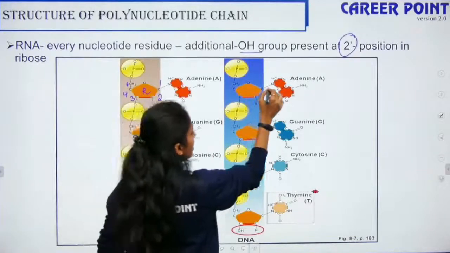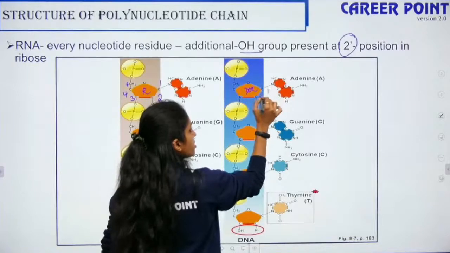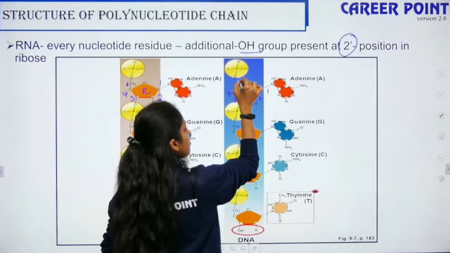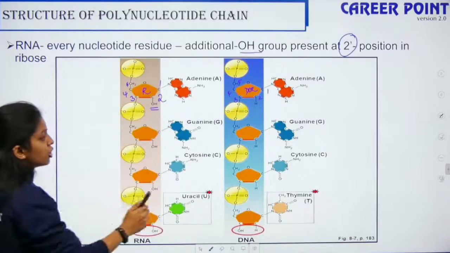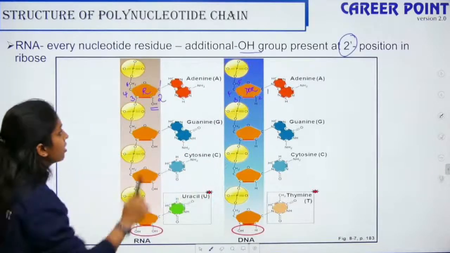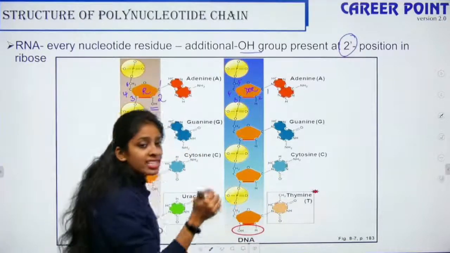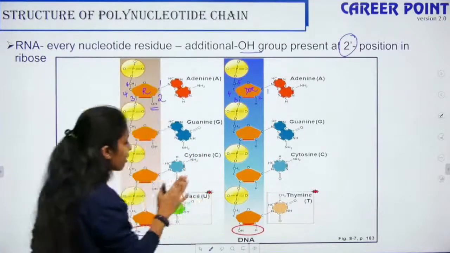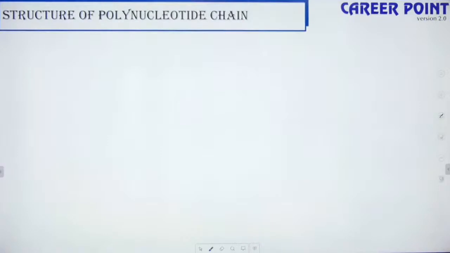Whereas if you look at my DNA, this is deoxyribose sugar. First carbon, second carbon, third carbon, fourth carbon, fifth carbon; this has only OH at the 3' position. So this makes DNA more stable compared to my RNA. Also, the presence of thymine enhances the stability of DNA compared to my RNA. Alright, clear? Fine. So here we move forward.